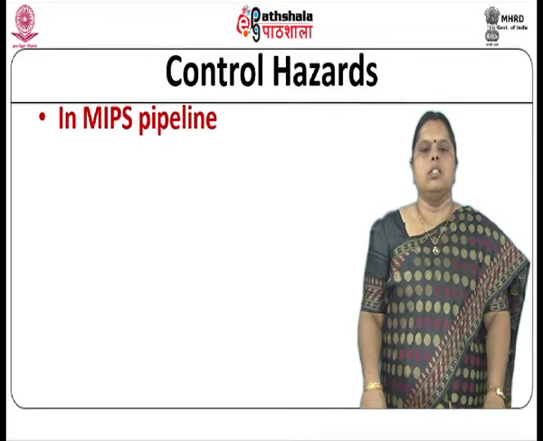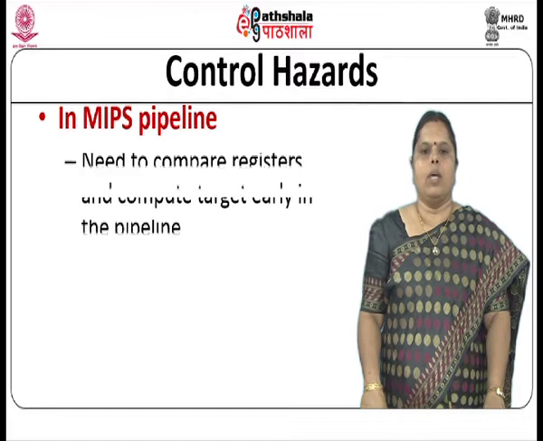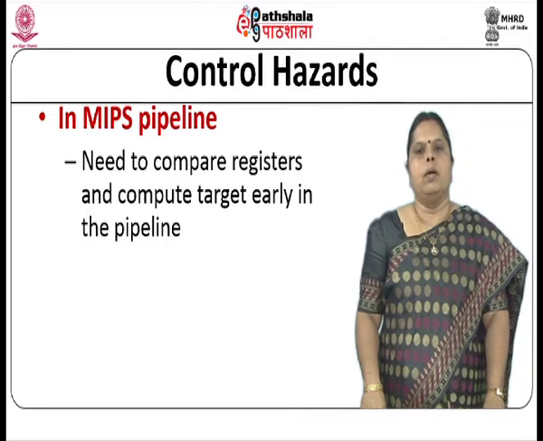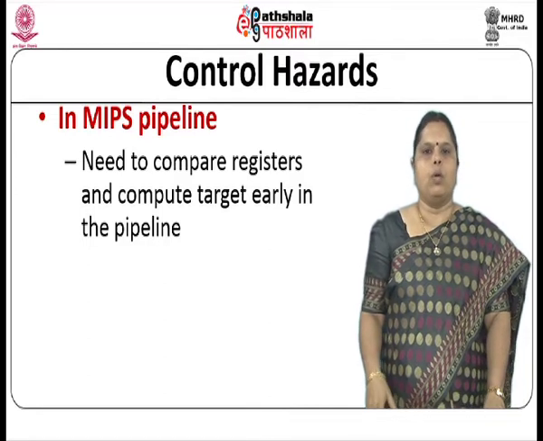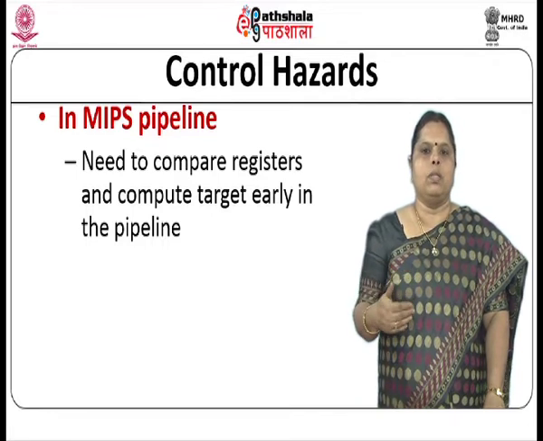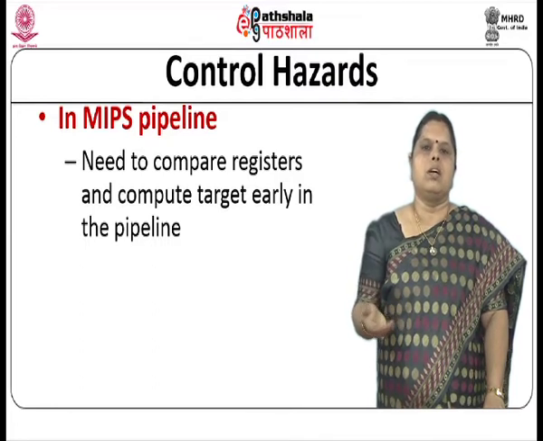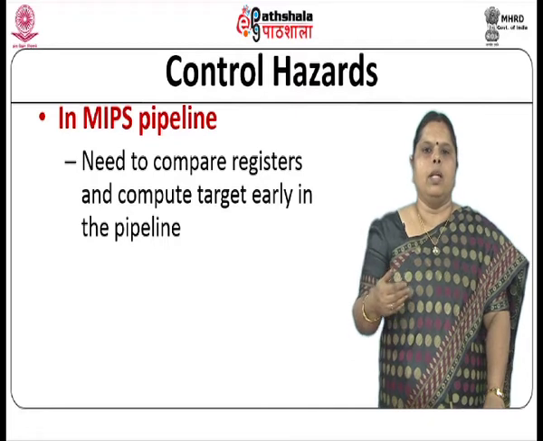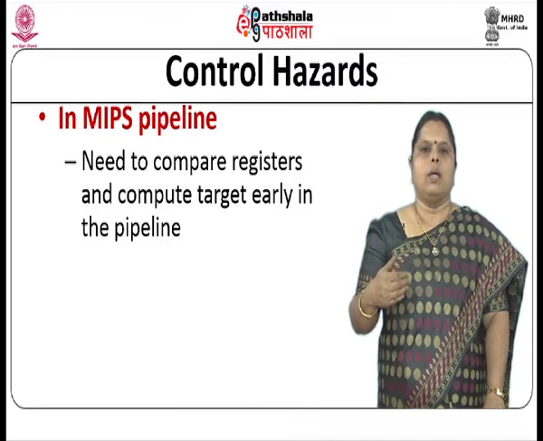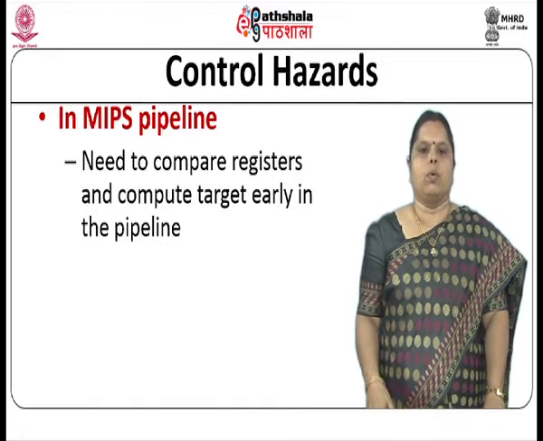How do we handle control hazards in the MIPS pipeline? If you look at the branch instruction in a MIPS pipeline, we are only going to compare two registers. We check whether these two registers contain the same value or not, and based on that we do a branch. This comparison normally happens with the register operands in the ALU execution stage, the third stage of the MIPS pipeline. Depending upon the comparison being true or false, you calculate the target address by adding the displacement to the current contents of the program counter.